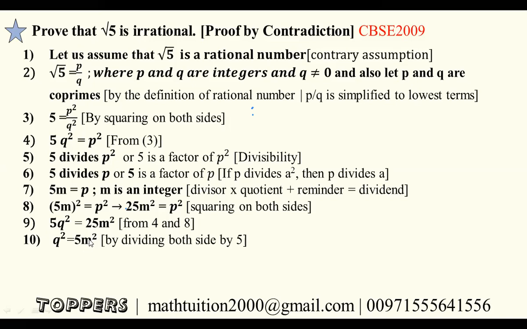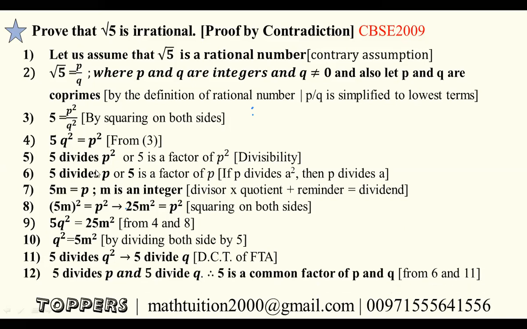So 5 times m square means what? Q square is divisible by 5. It means 5 is a factor of q square, and 5 divides q square. But what we need is that 5 divides is enough. So we'll write 5 divides q square implies 5 divides q, a direct consequence of the fundamental theorem of arithmetic.